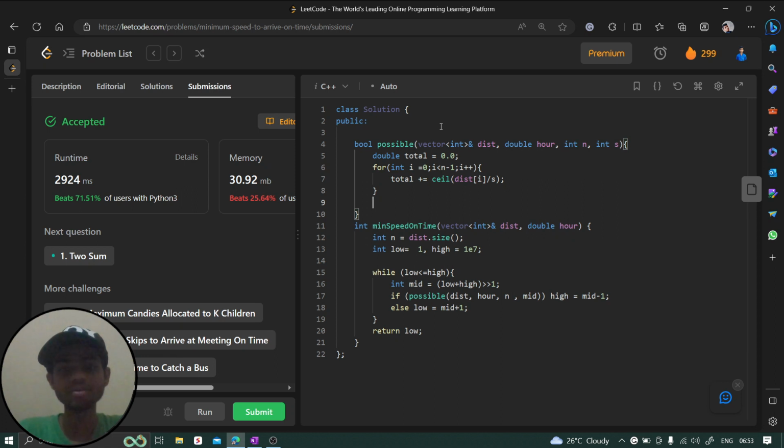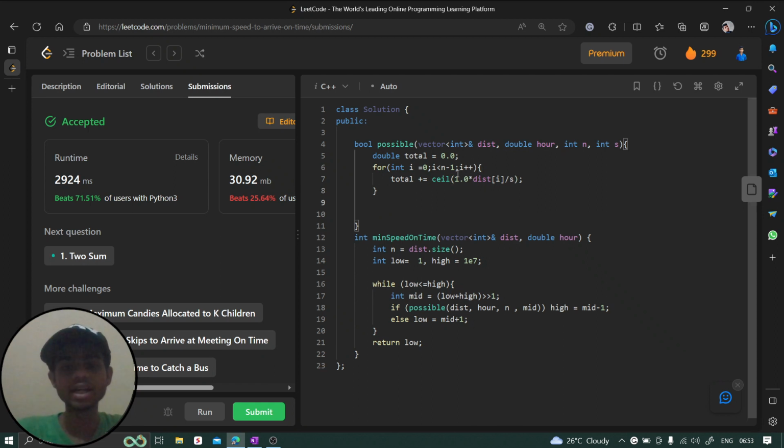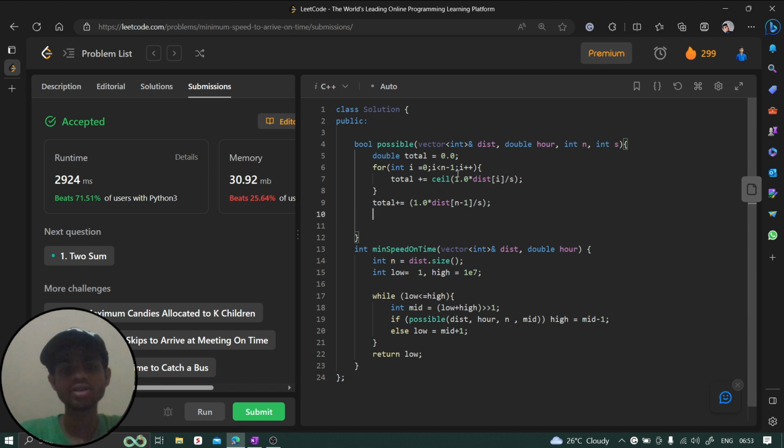And after that what we are going to do, we are going to say fine, but it's not going to work, right? If that number is not in float, we have to use multiply 1.0, right? Fine. Now at the end for the last int we are going to say total plus equal to, so we are going to say 1.0 multiply the distance of n minus 1, and here we can say divide by speed. So we can use slash here, fine. And after that we can return total should be less than equal to hour. Fine.